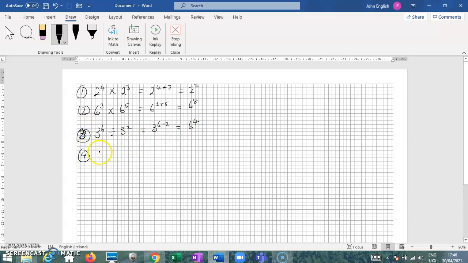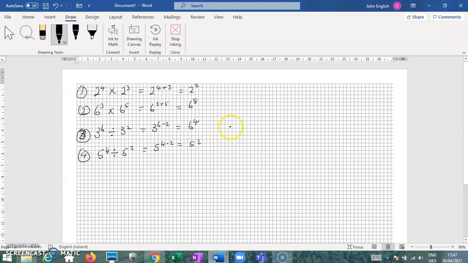So let's say we have 5 to the power of 4 being divided by 5 to the power of 2. Again, because it's division, you just simply subtract the indices, and that will give you 5 to the power of 4 minus 2, which gives you 5 to the power of 2.